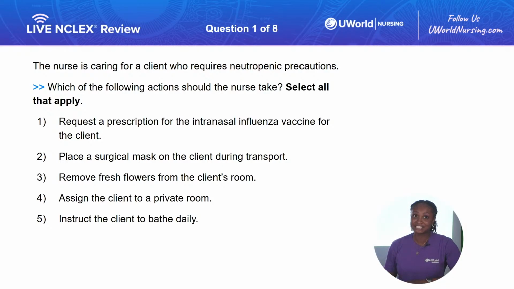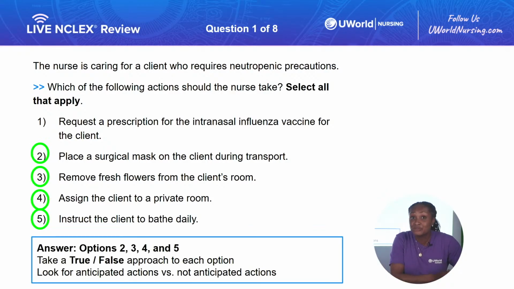Okay, the correct answer is options 2, 3, 4, and 5. So with neutropenic precautions, what is neutropenia? That is when you have very low white blood cells. And those white blood cells are very important so you can fight off any infection. If you don't have enough white blood cells, you are prone to get infections very easily. So we try to put them in the most clean, almost sterile type of environment to try to protect them from getting any infection.